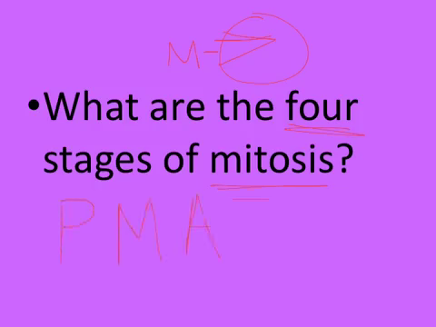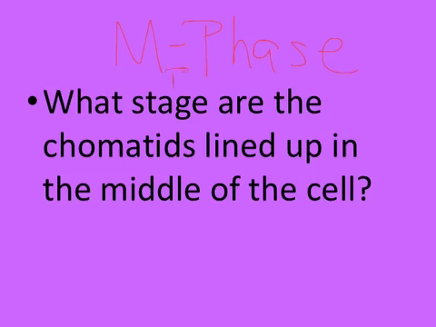All right, so out of those 4 stages of mitosis, okay, so the M phase is mitosis. Out of those 4 stages that we just talked about, the PMAT, which stage are the chromatids lined up in the middle? Which one did I say would help you remember middle? Which word means middle? If you said metaphase, you are right, because meta means middle.